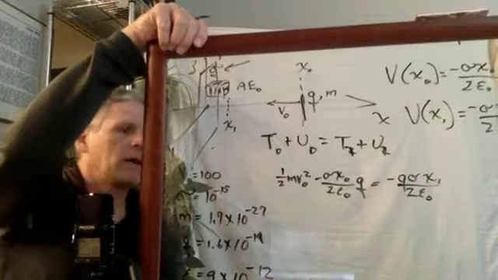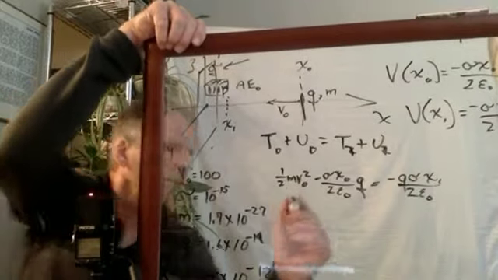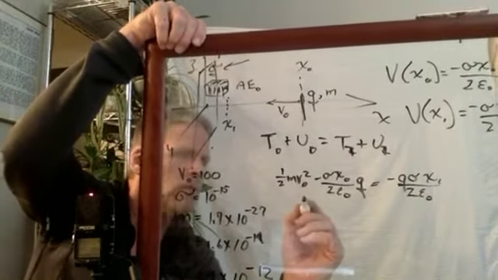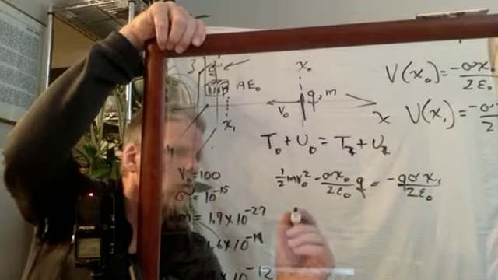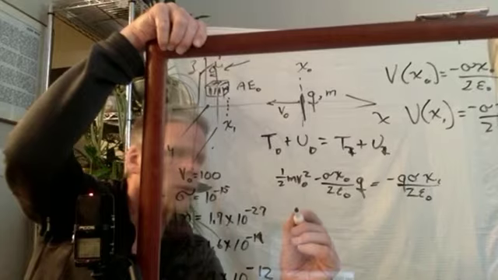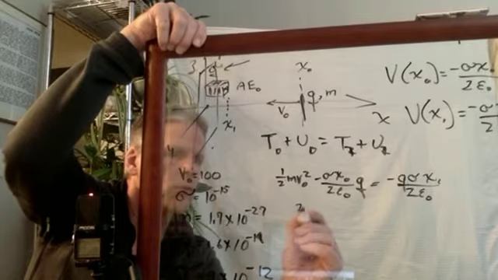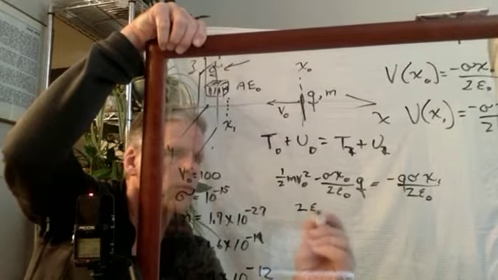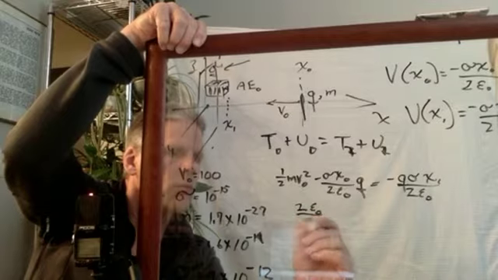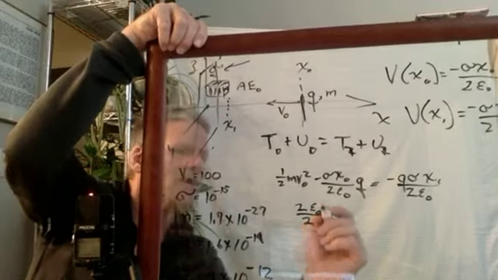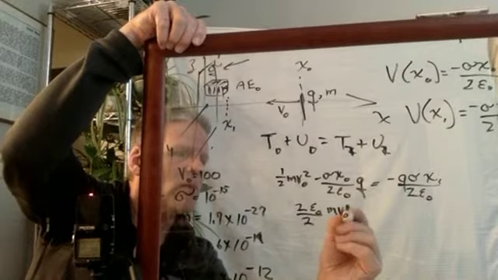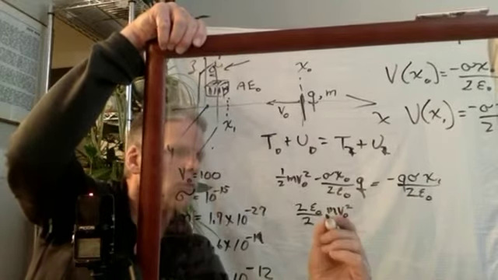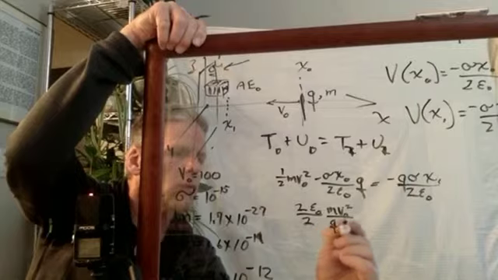So I'm going to go ahead and do some divisions here. I'm going to divide everything by this. So we have 2 epsilon 0 over q sigma times 1/2 m v0 squared.